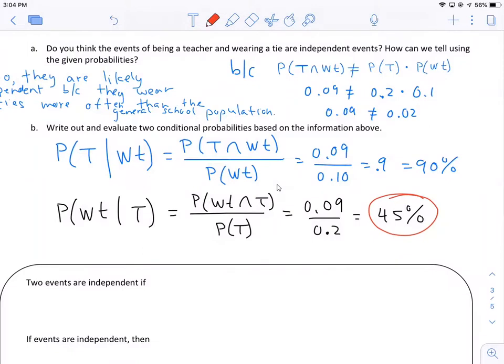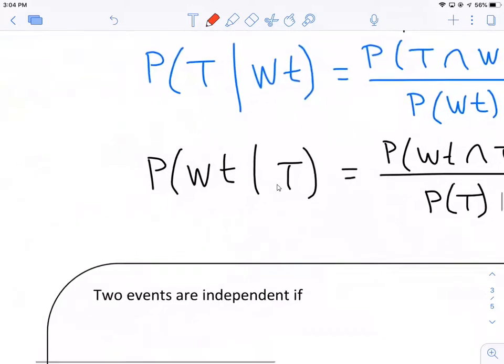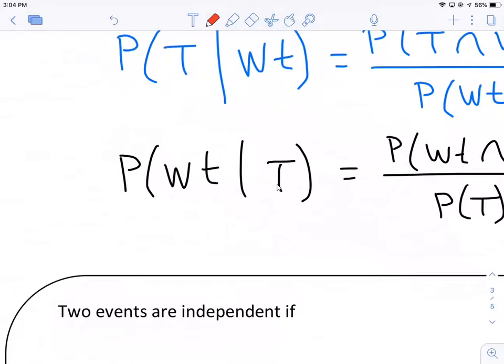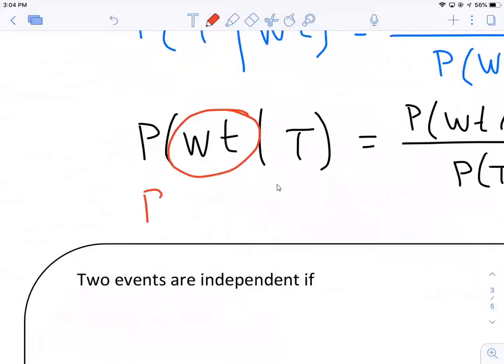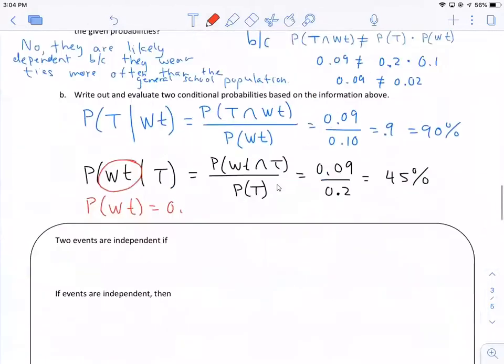So as we can see, because these are dependent, the probability of wearing a tie again was just 20%. Right, was it 20%? Sorry, 10%.